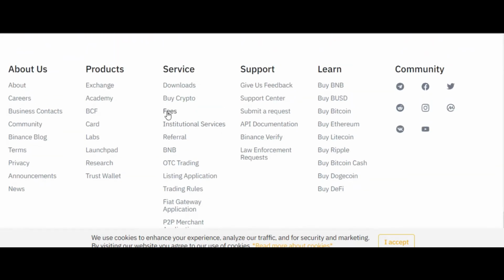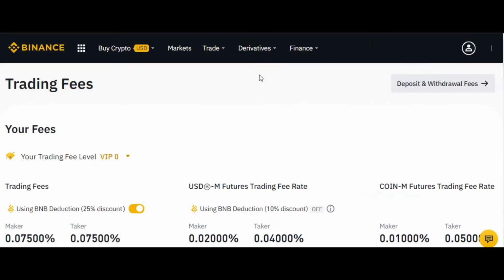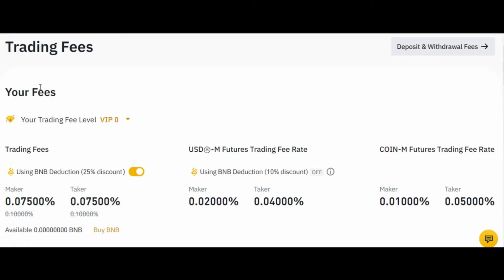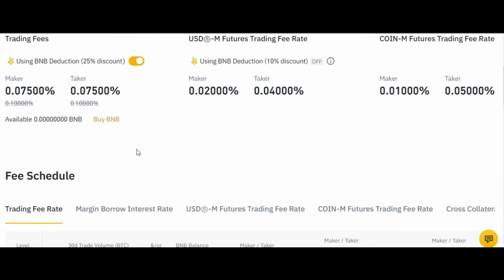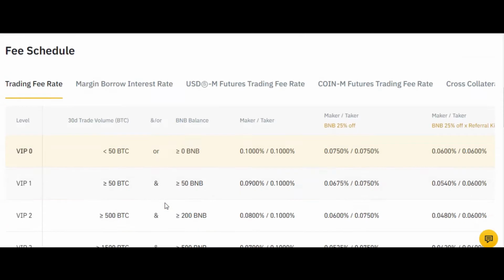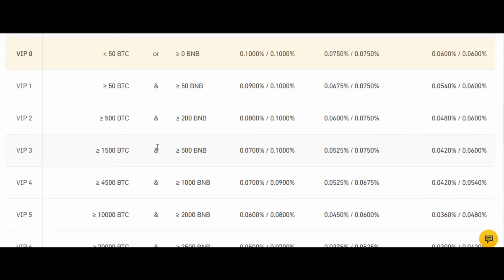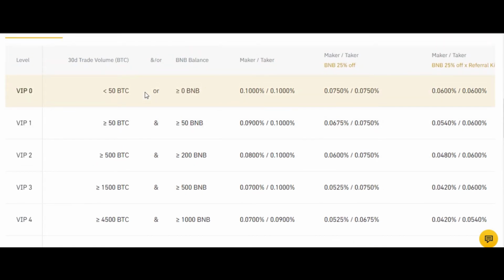When you click on that, the fees take us to the fee schedule, and you can see the trading fee level. I am at VIP 0, the first level. You can see the bottom trading fee levels, and you have to trade a lot more volume of Bitcoin to move up. So if you trade less than 15 Bitcoin per month, you are at VIP 0, and VIP 0 means you have to pay a 0.1% fee for making and taking in the market.